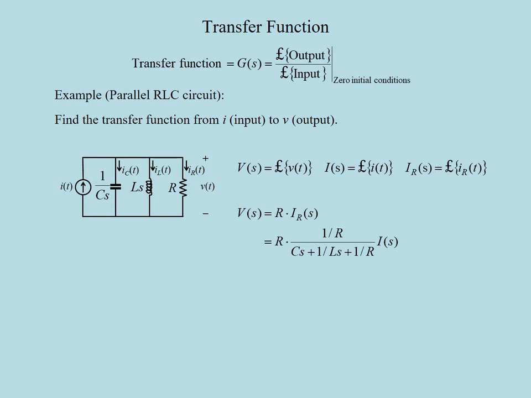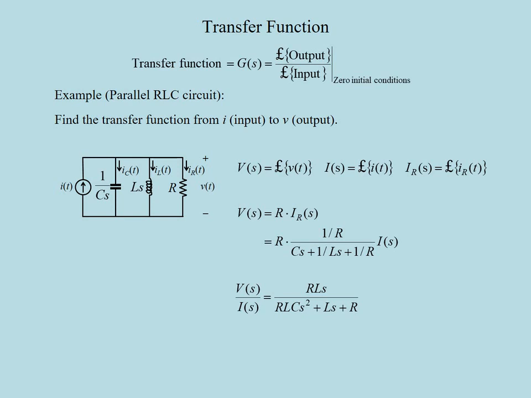So what we need to do is to write the resistor current in terms of the input current using the current division principle. And then the ratio of V of s to I of s can be obtained as R L s divided by R L C s squared plus L s plus R. Note that this is a strictly proper transfer function and the denominator degree is 2 since we have two dynamic elements in the circuit.